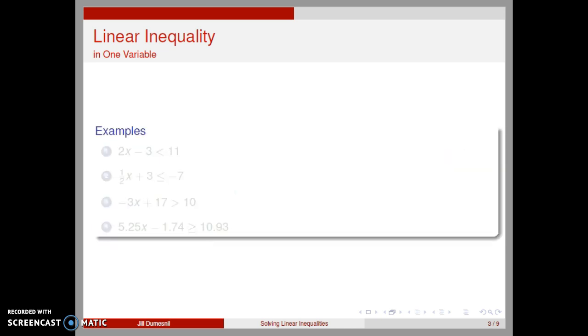Examples are always helpful. Notice that in these examples, a, b, and c can be positive or negative, and they can be integer, fraction, or decimal. In fact, they can even be irrational.